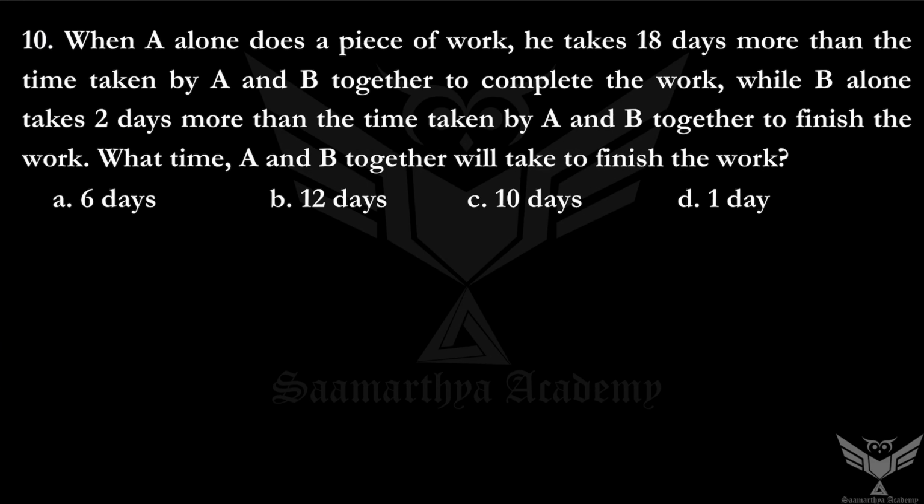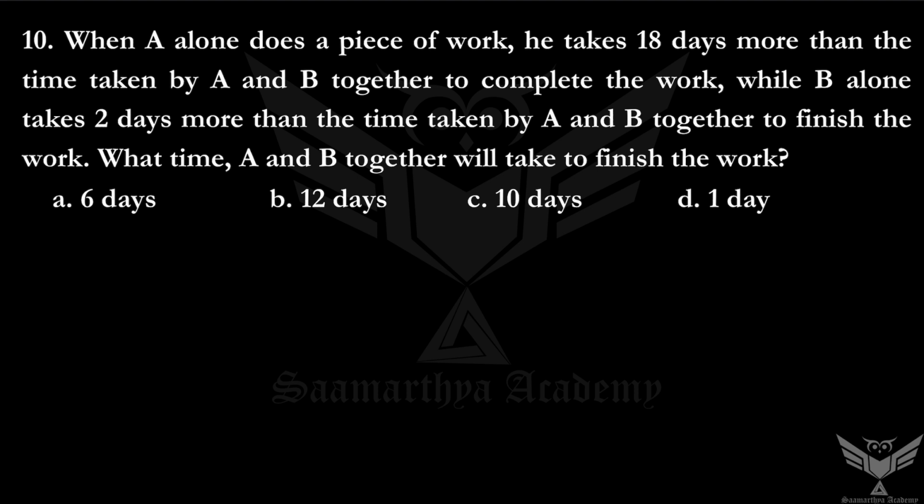When A alone does a piece of work, he takes 18 days more than the time taken by A and B together to complete the work, while B alone takes 2 days more than the time taken by A and B together to finish the work. In what time A and B together will finish the work?